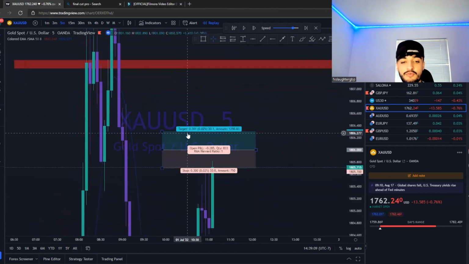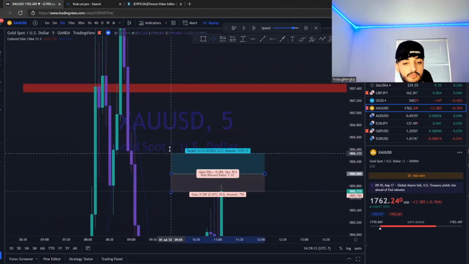So our first take profit will be 30 pips. After 30 pips, we'll move it to 60 pips. So let's see if we can hit 30 pips.